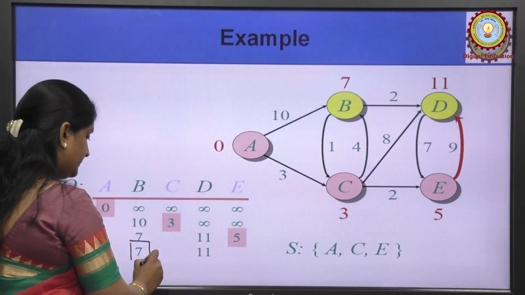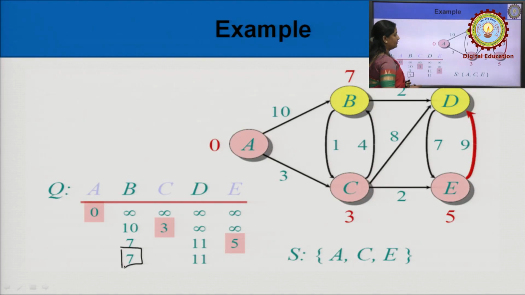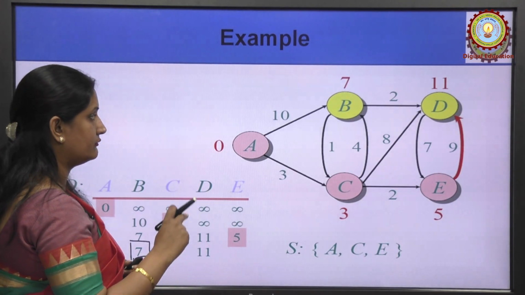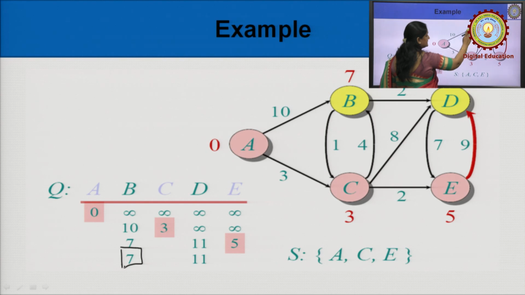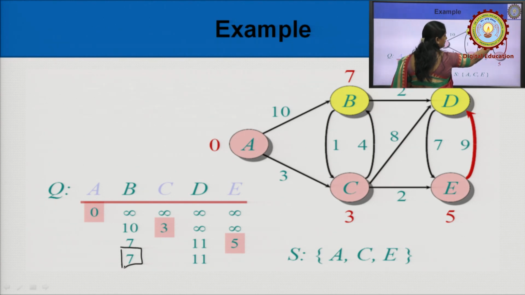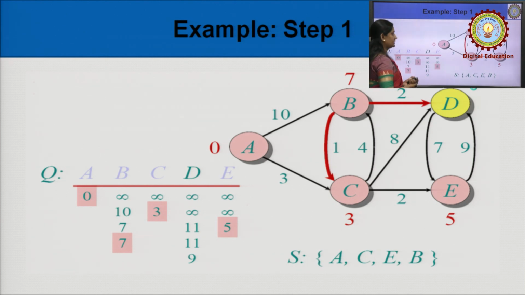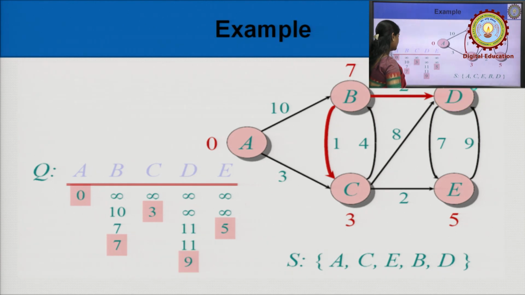Now 7 is minimum. Now select B. From B there are 2 paths, B to D and B to E. From B to D, 7 plus 2 is 9, and here it is 11, so replace it with 9. Now which one is minimum? 9 is minimum, then select it. Now all the vertices are covered.